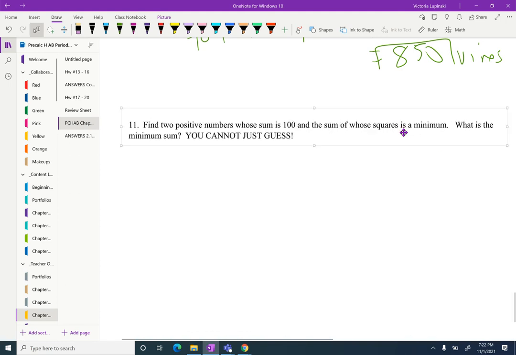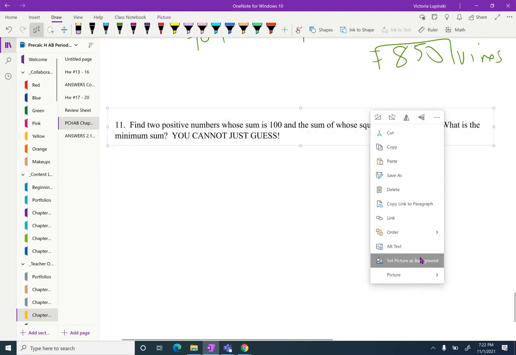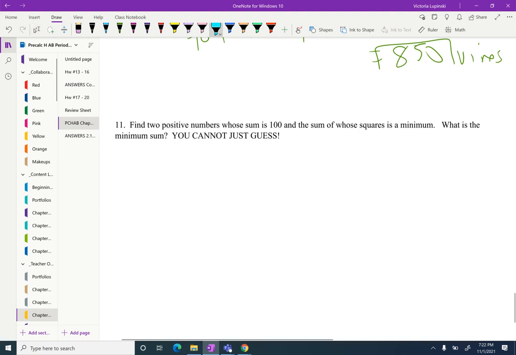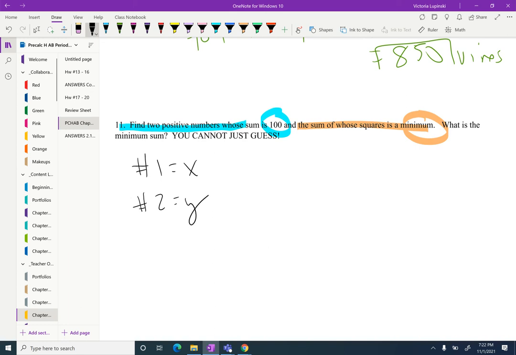And again, I think we might have done this in one of the periods, but it doesn't hurt to see it again. Find two positive numbers whose sum is 100, and then you want the sum of their squares to be a minimum. So if you're talking about two positive numbers, I'm going to say that number 1 is going to be x, and number 2 is going to be y. So I have my 2 variables, x and y. If their sum has to be 100, that means that x plus y has to equal 100.